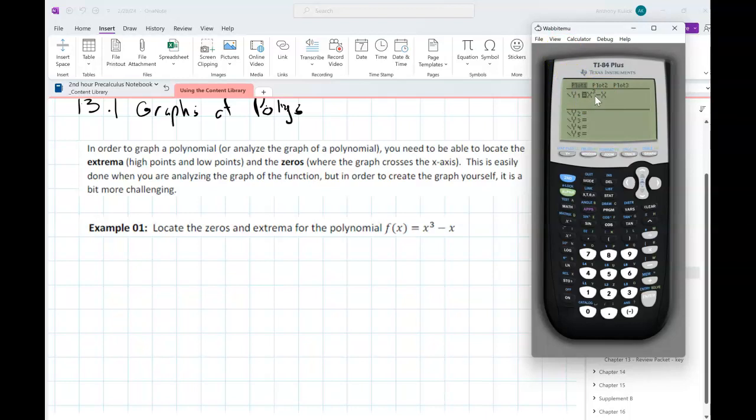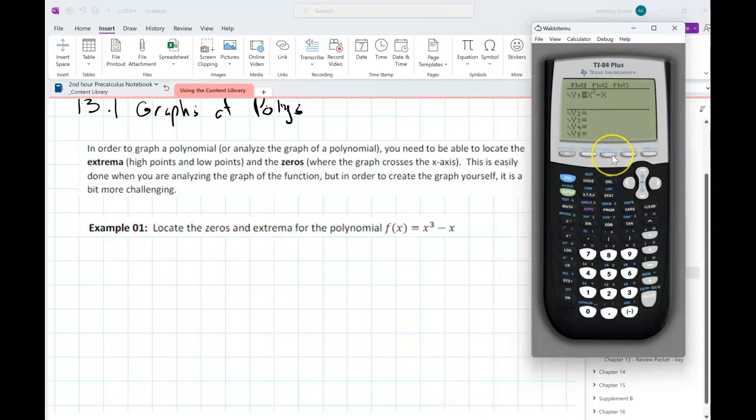Everybody feel okay? Oh, you forgot the calculator. You got your candy out, but you forgot the calculator. All right. That'll be one day.